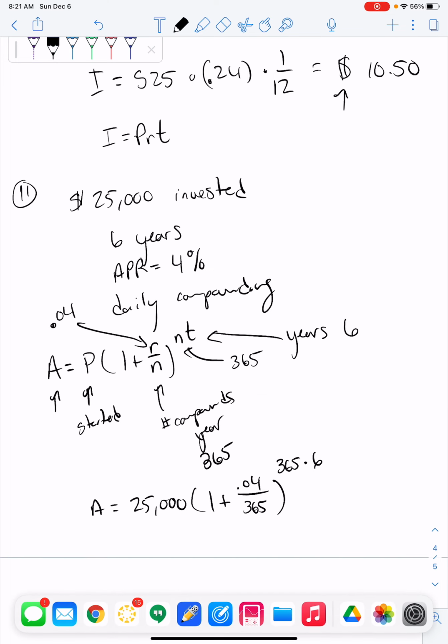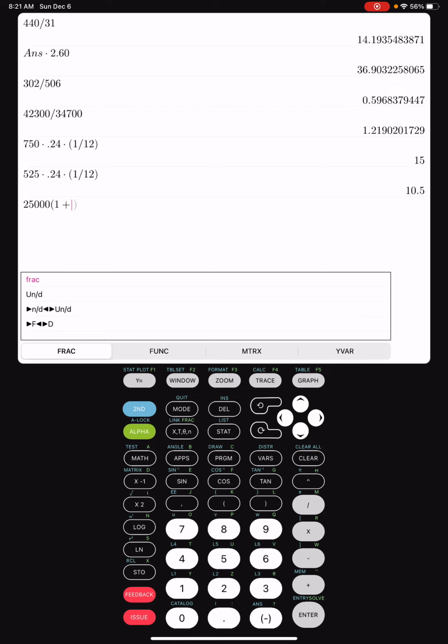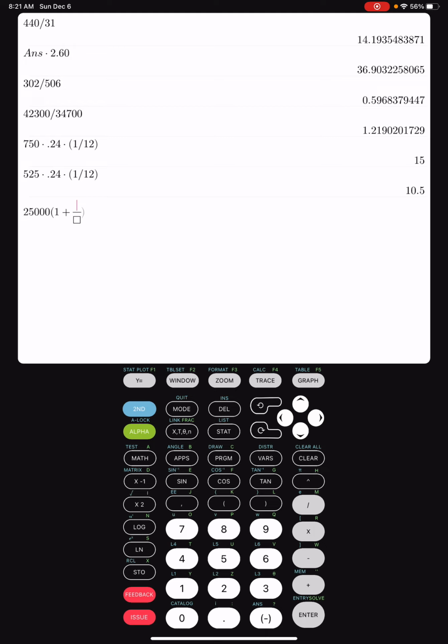So when I put it in my calculator, I'm going to take the 25,000 and multiply that by 1 plus, I'm going to go ahead and put it in as a fraction, just so I know that it looks like what it's supposed to, 0.04 on top, 365 on the bottom. And then on the outside, I'm raising this.